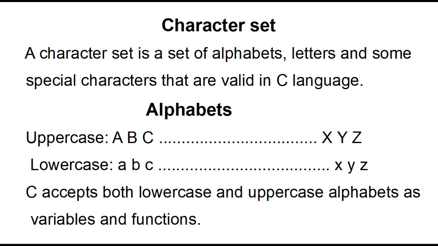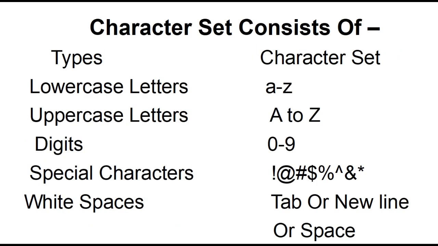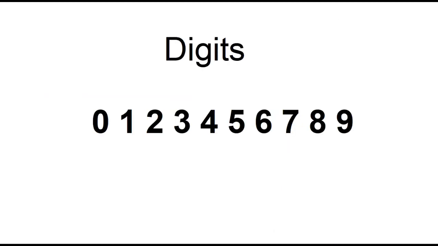Now, the character set in C. The character set is a set of alphabets, letters, and some special characters that are valid in C. In C, both uppercase letters and lowercase letters are acceptable for functions and variables. There are different types of character sets in C: lowercase letters, uppercase letters, digits, then special characters and white spaces. The digits include 0 to 9.